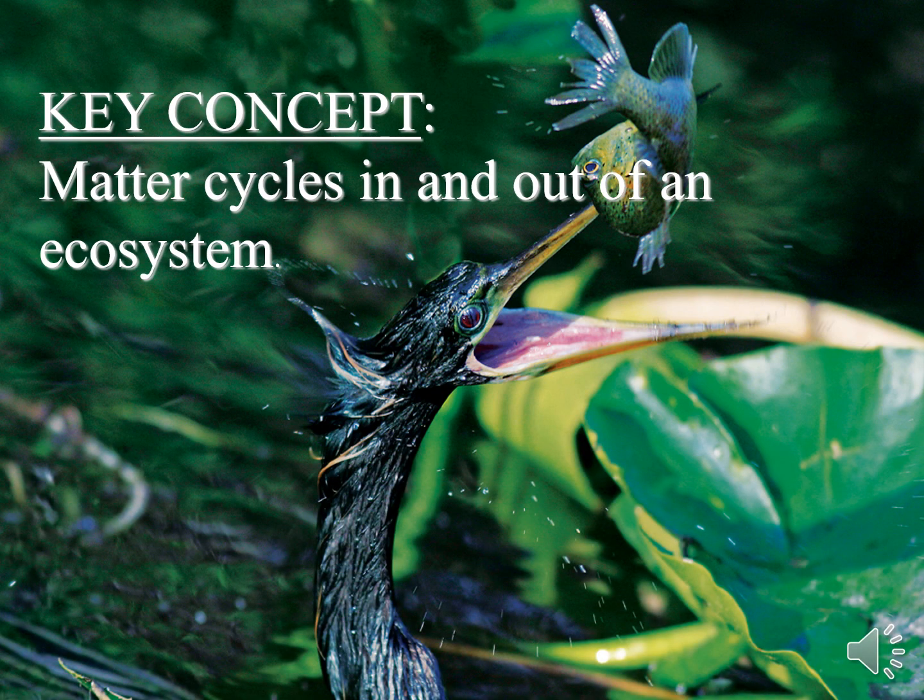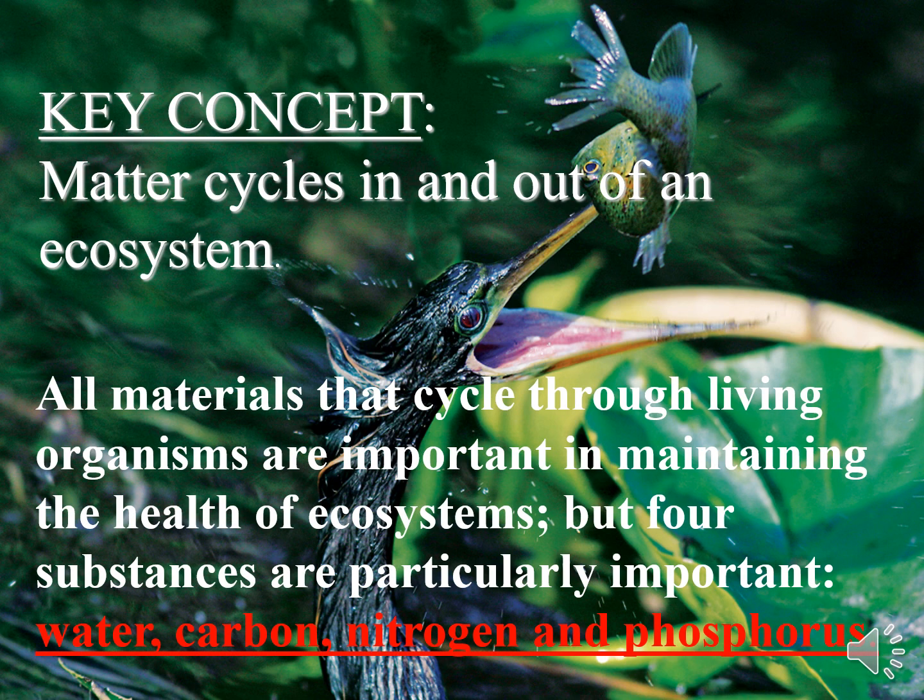Matter, such as energy, cycles throughout our ecosystem. All material that cycles through living components in our ecosystem is very important to maintaining the health of that ecosystem. But there are 4 substances that are of particular importance that we are going to discuss in this PowerPoint: water, carbon, nitrogen, and phosphorus.